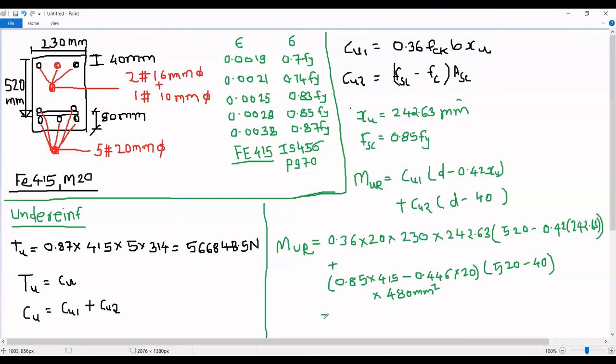So what is the moment of resistance of this cross section? It works out to be 247.2 into 10 power 6 Newton mm, which is equal to 247.2 kilonewton meter.